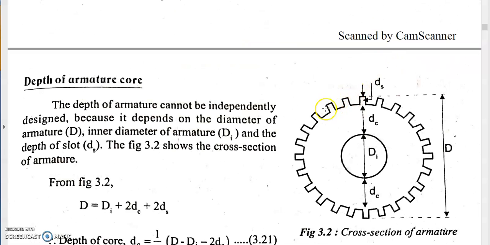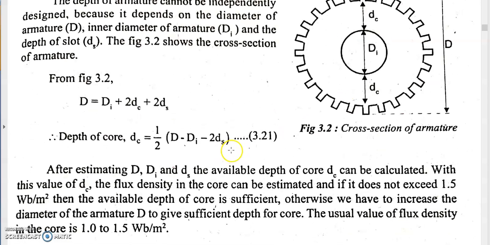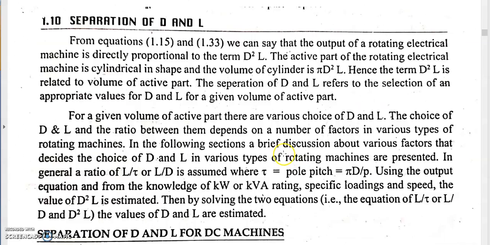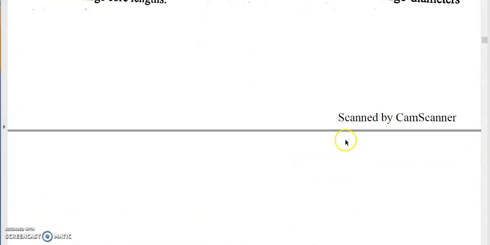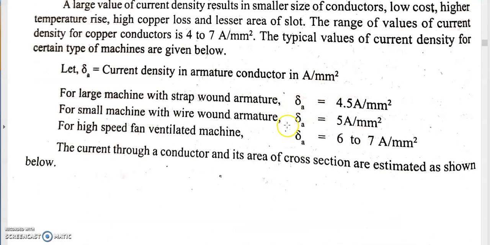And in the armature slots we will have the armature conductors. Already the design of the armature winding we have completed in the first unit. So the total number of armature conductors is known to us. Then the area of cross section of the armature conductors has to be calculated. The area of armature conductors can be calculated by the current density criteria. And the current density for armature conductors, these are the values: for a small machine with wire wound armature, large machine, and for high speed fan ventilated machine. These are in the range of 4 to 7 ampere per mm square.